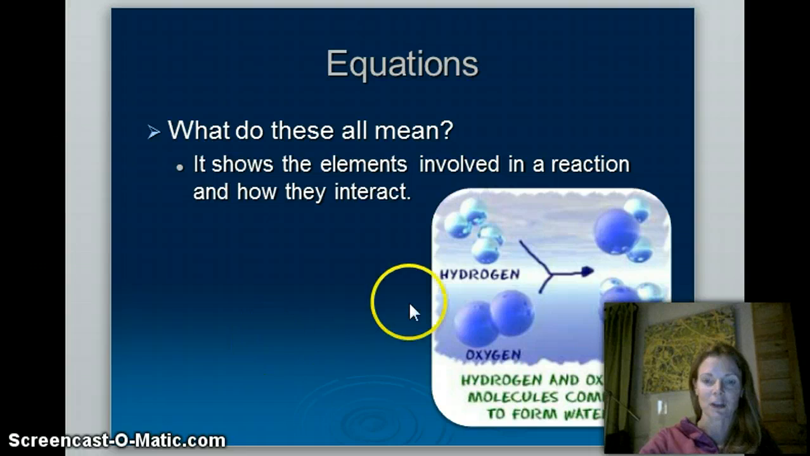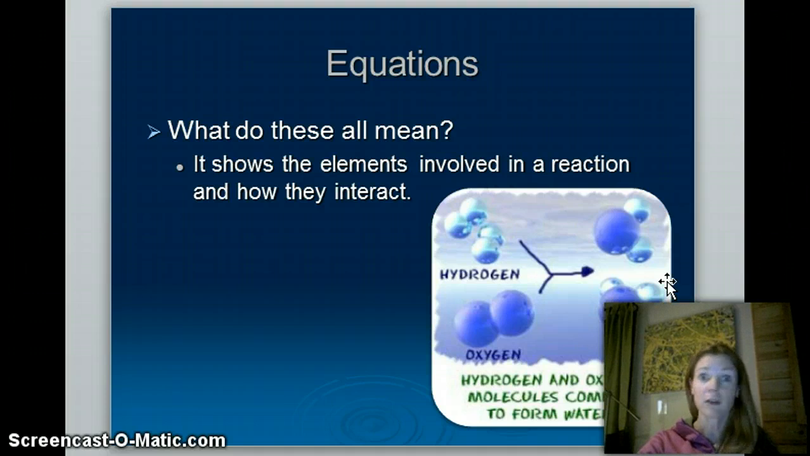So take a look at this picture. Okay, we know the lovely molecule water, okay? We drink it often, hopefully a lot during the day. And it's made up of two different elements, hydrogen and oxygen, okay? So basically, hydrogen and oxygen molecules are going to combine to form water. So you have these two different elements coming together to form water.